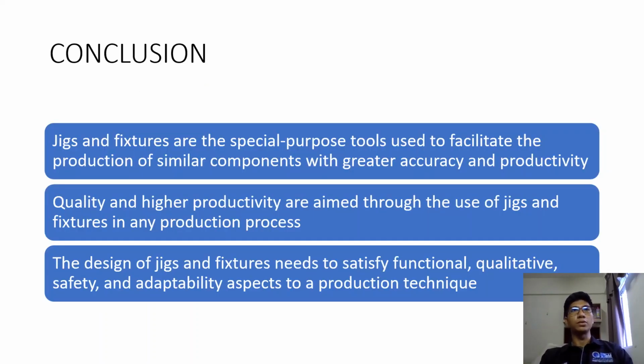As for the conclusion, jigs and fixtures are special purpose tools used to facilitate the production of similar components with greater accuracy and productivity. Second, quality and higher productivity are aimed through the use of jigs and fixtures in any production process. And lastly, design of jigs and fixtures needs to satisfy functional, qualitative, safety, and adaptability aspects to a production technique.